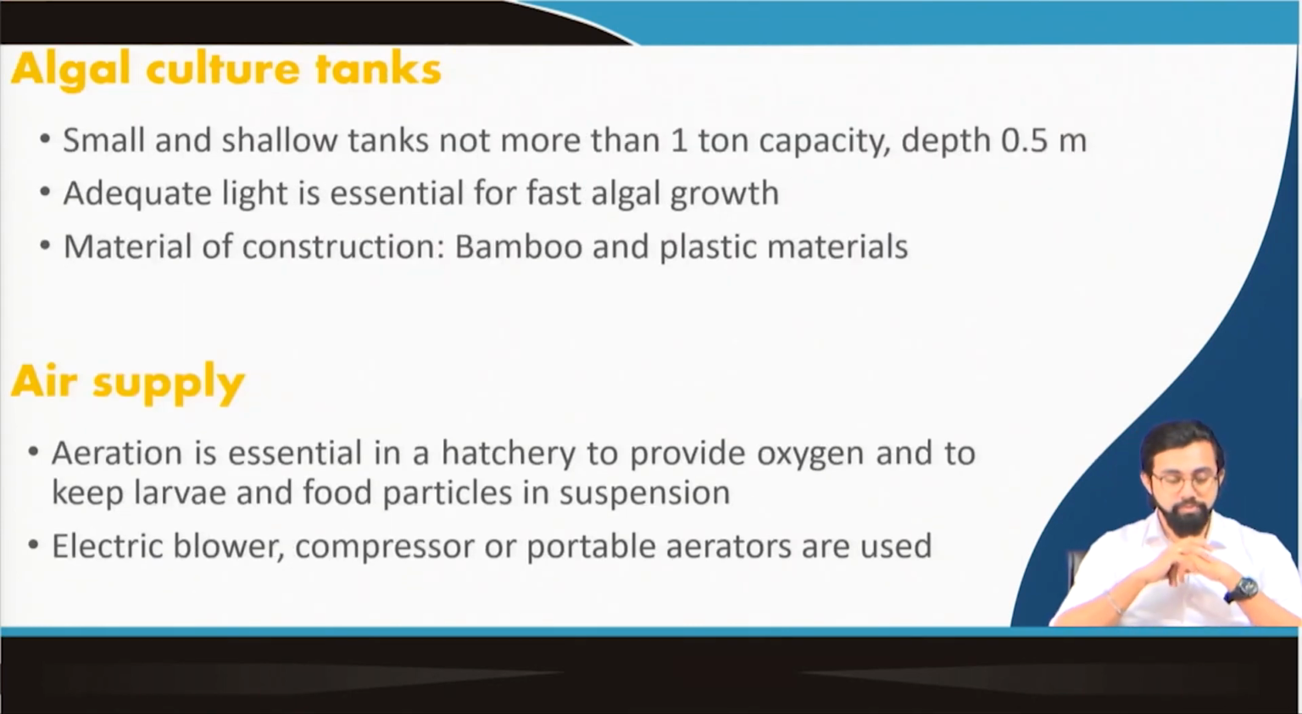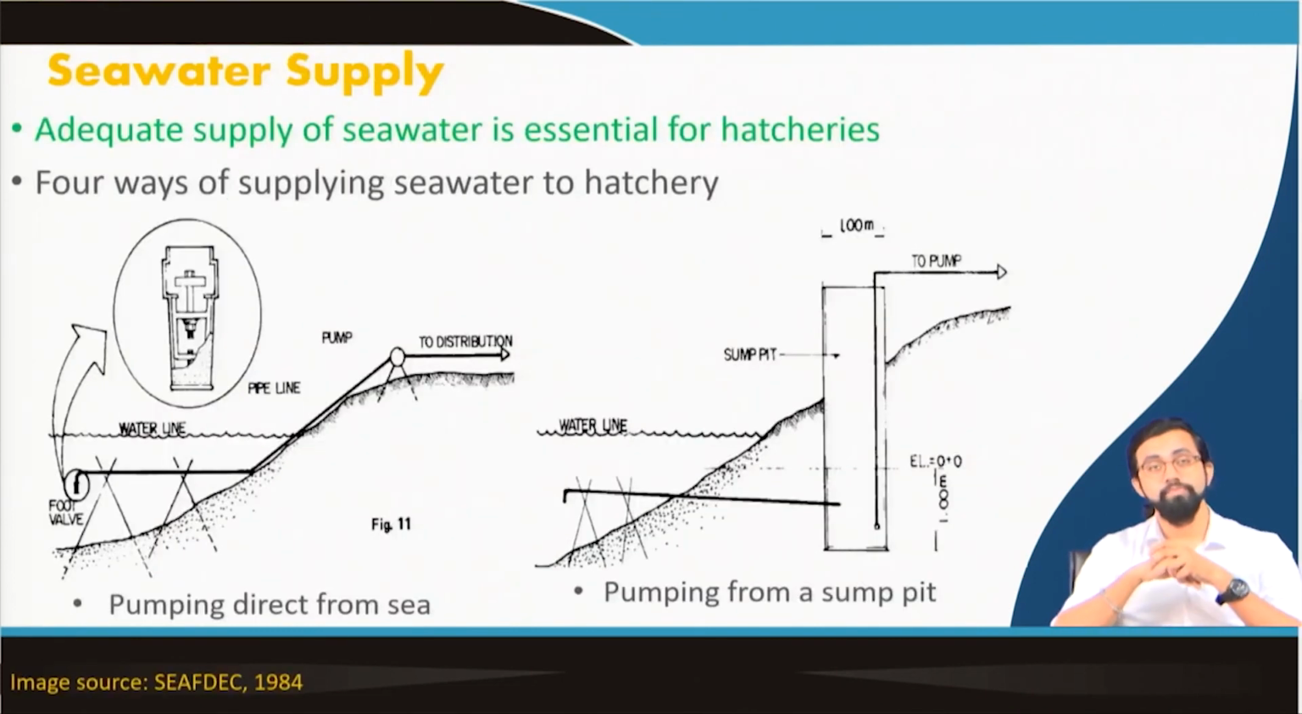Algal culture tank: small or shallow tanks, not more than 1 ton capacity, with a depth of around 0.5 meter. Adequate light is essential for fast algal growth. Material of construction has to be bamboo or plastic materials. Air supply: aeration is essential in a hatchery to provide ample oxygen and to keep larvae and food particles in suspension. Electrical blowers, compressors and also portable aerators are sometimes used.